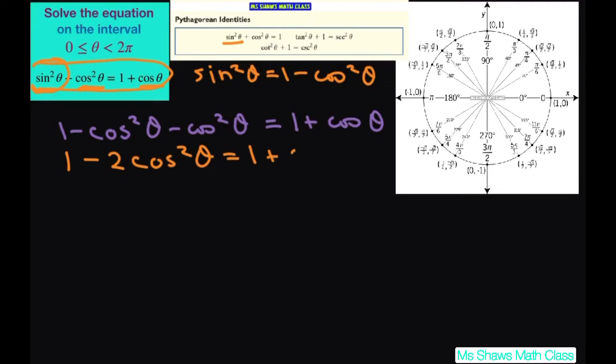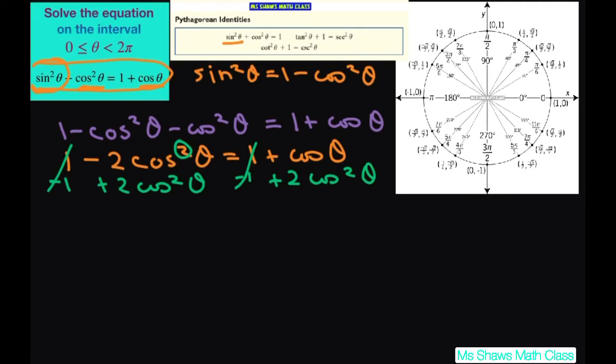1 plus cosine theta. Since it's in quadratic form, I'm going to move everything over to the right-hand side. So I'm going to subtract the 1. When you subtract the 1, those just go away. And I'm going to add the 2 cosine squared of theta to both sides. When you do that, you're going to get 2 cosine squared of theta plus cosine of theta. And then I'm going to go ahead and put the 0 on this side because that's what we're used to.